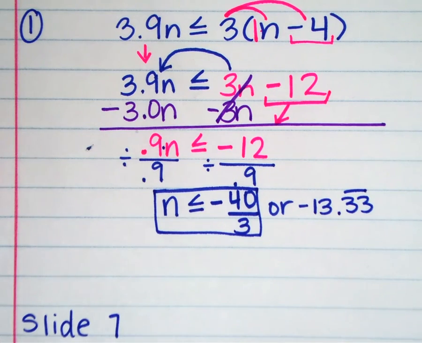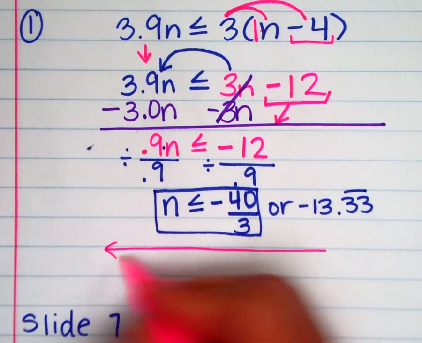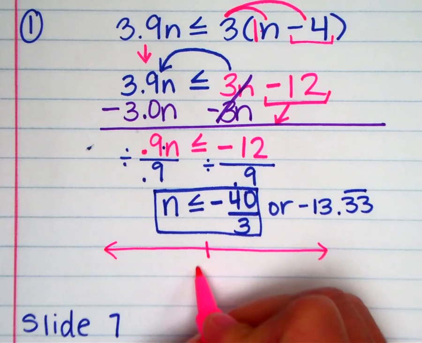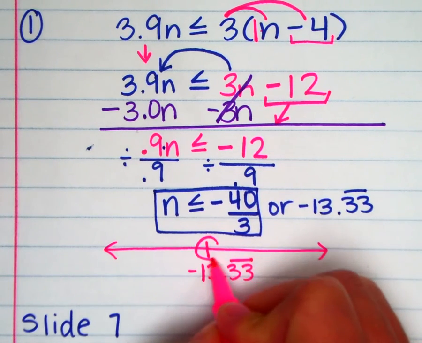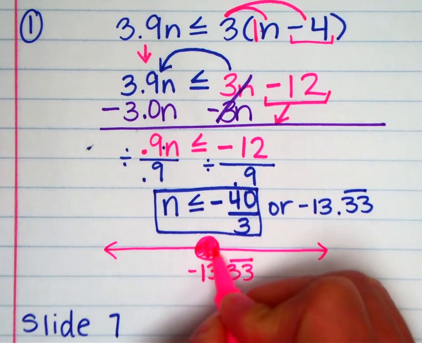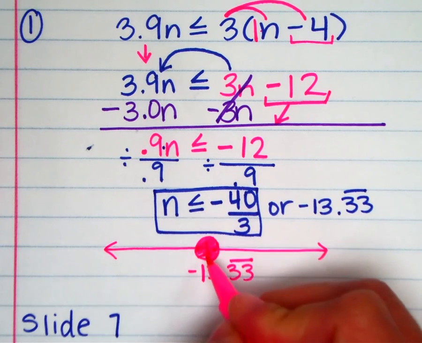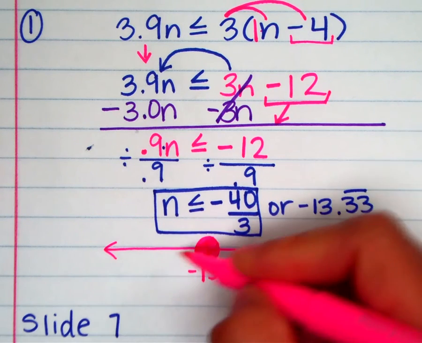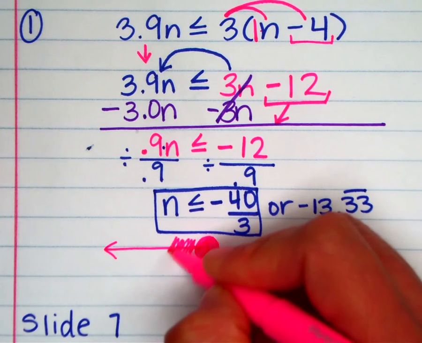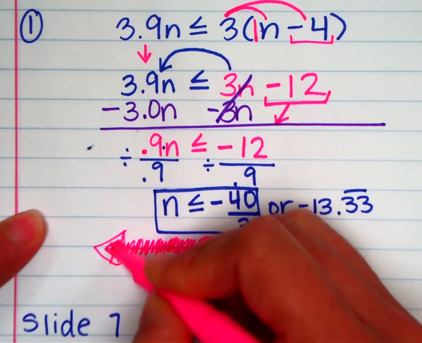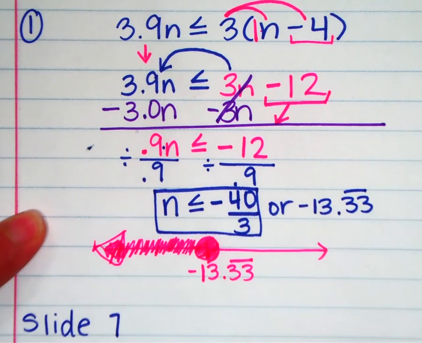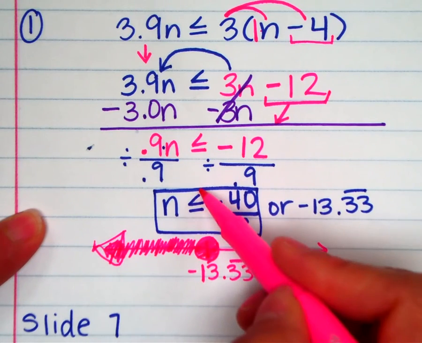So on my number line, I would show negative 13.33 repeating. Here, my circle is going to be closed because it's equal to, so I'm including the value. And I'm shading all the numbers to the left because all the numbers to the left of negative 13.33 are less than. And that's what my symbol says. All the numbers less than. And you're shading to the left because your symbol is pointing to the left.